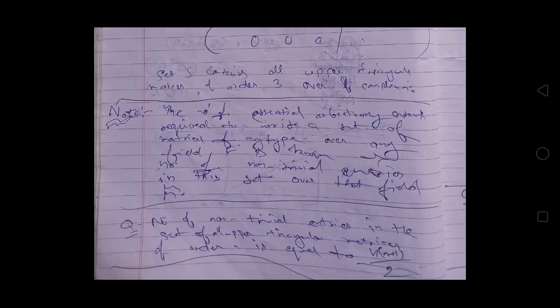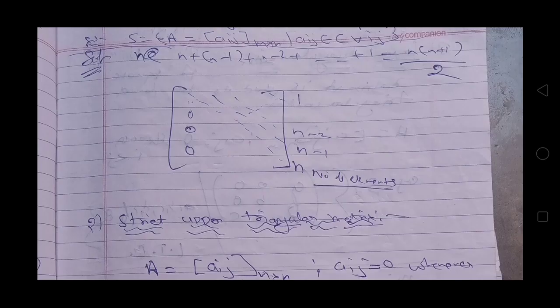Now let's see this question. The number of non-trivial entries in the set of all upper triangular matrices of order n is equal to? Now the solution says, you can see I have drawn a matrix whose order is n cross n. On the principal diagonal line we will have n entries. On the line above it you will get n minus 1 entries, and on the line above that you will get n minus 2 entries, and so on. You will get in the end only one entry. So the entries are changing from n to 1.